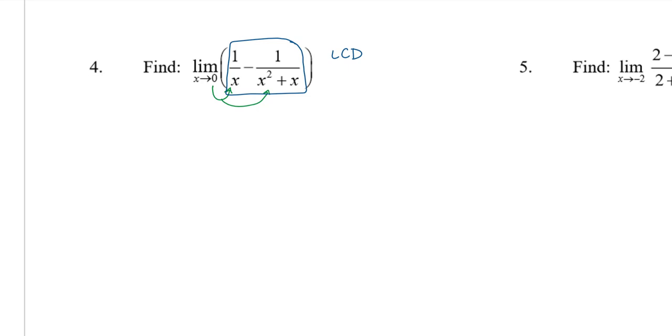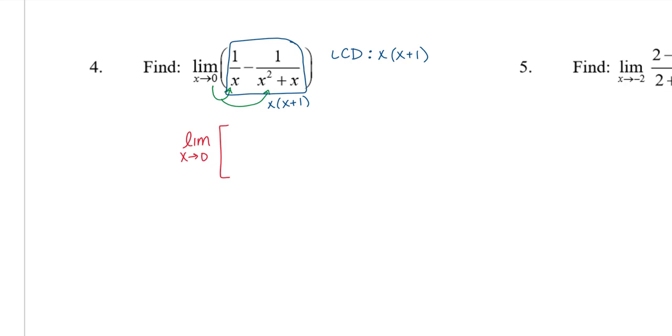If I look at this second fraction's denominator and factor it, maybe you can see that you can factor out an x. So my lowest common denominator of both of these fractions would be the x factor times the quantity x plus 1. So I will rewrite this limit trying to get this common denominator. So it'll be limit as x approaches 0. Again, that's the calculus piece. The rest of this is just algebra here.